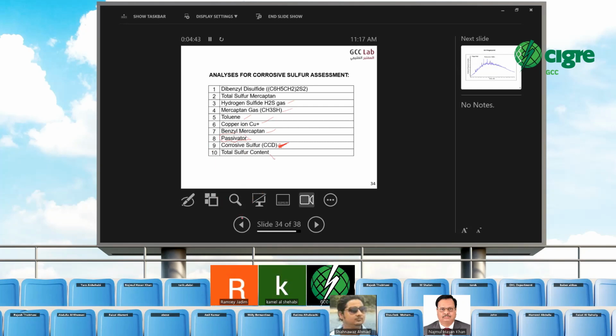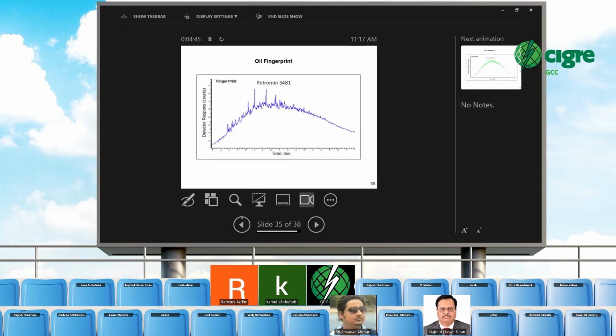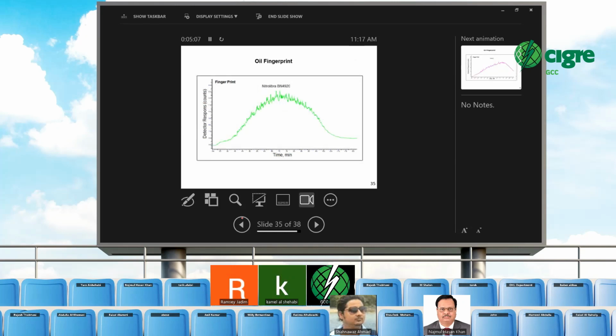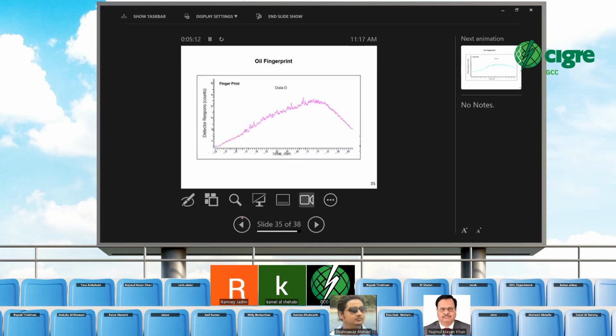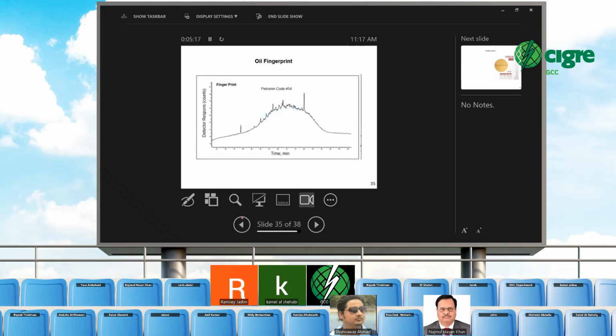Total sulfur content gives me the quality of the oil. I will come to 2, 3, I think maybe 2, 3 slides remaining. Oil fingerprint is very important sometimes to see what type of oil you have. If there is mixing of two oils, we can tell you exactly what type of oil you have. This is Nytro Libra, Diala. This one is fingerprint, so we can tell you which type of oil you have.